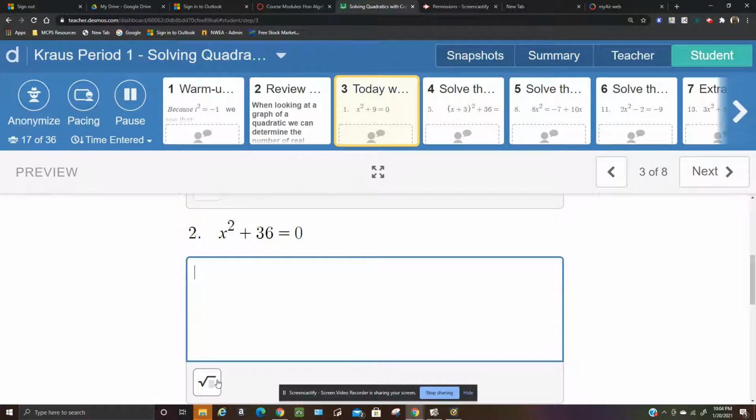Second one, you want to subtract 36 from both sides. Take the square root of both sides. Pull an I out of the radical. Square root of 36. Get plus or minus 6i.